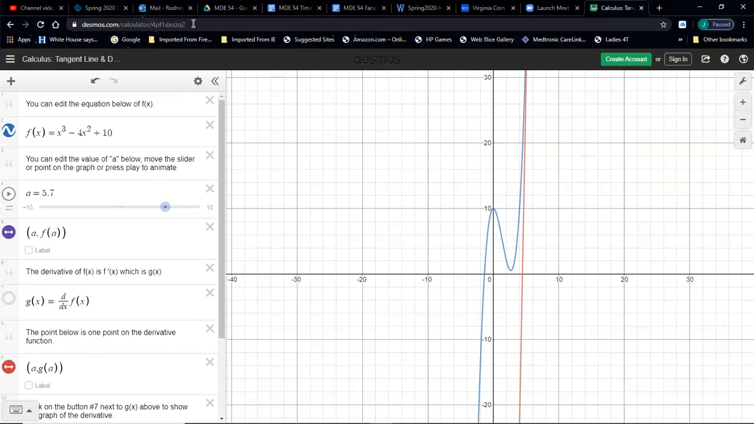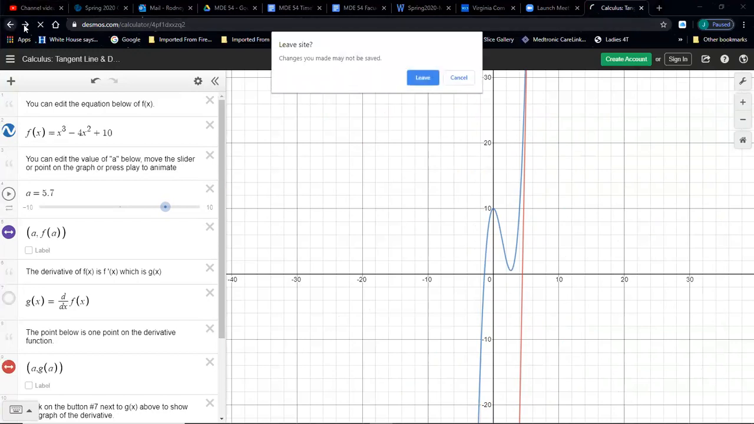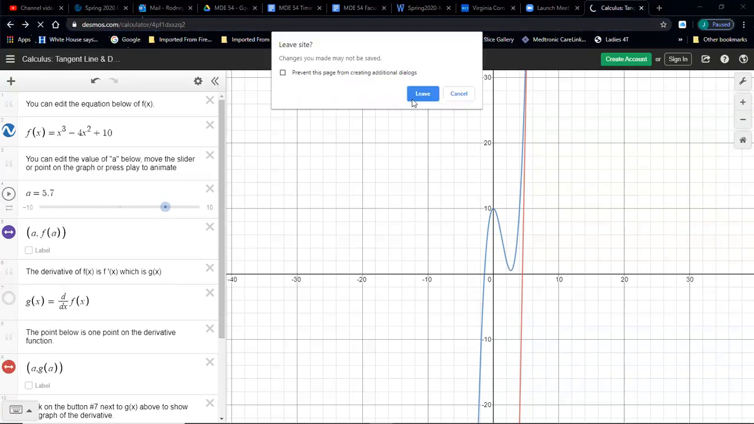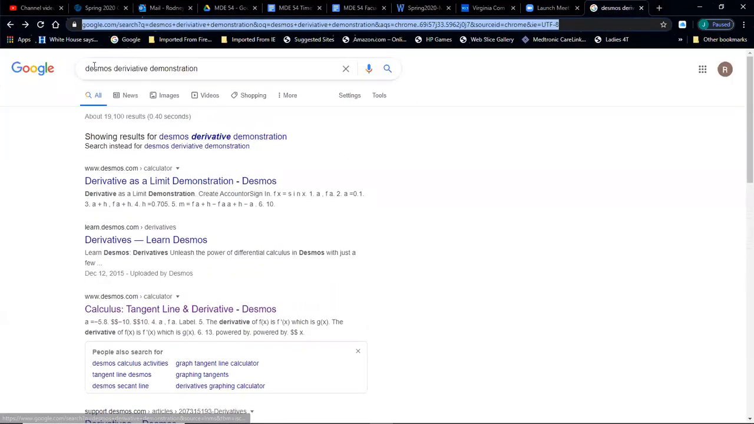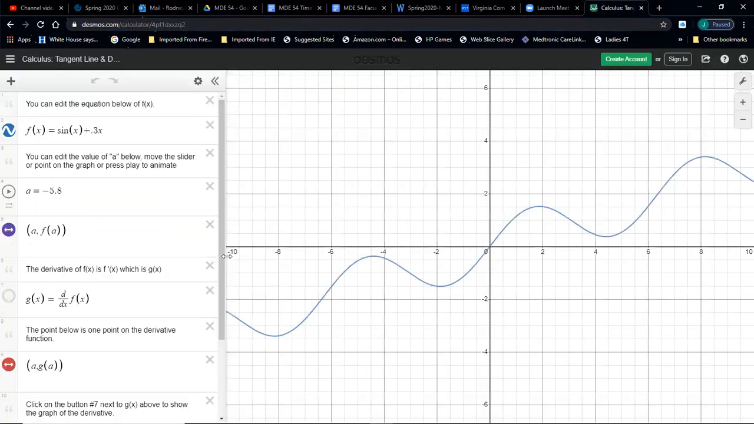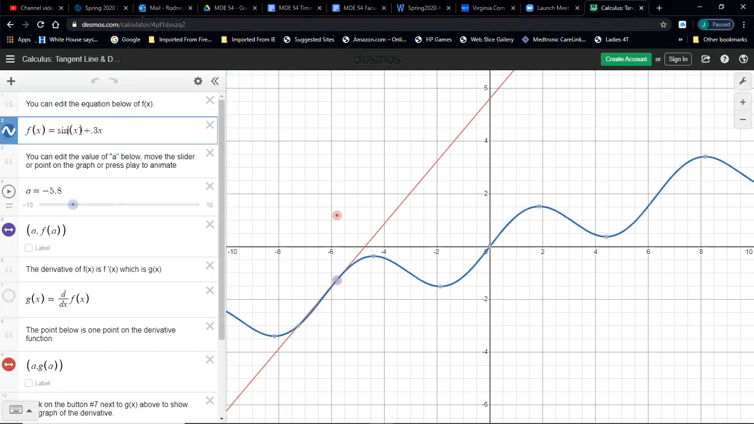So this right here is a great website. As you can see, all I did was I just Googled Desmos derivative something, and it took us to this website. What did I Google? Desmos derivative demonstration. And then it was the tangent line and derivatives. So if I had Googled tangent line and derivative, that would have probably been the first option. So play around with that. You can make your function whatever you want.